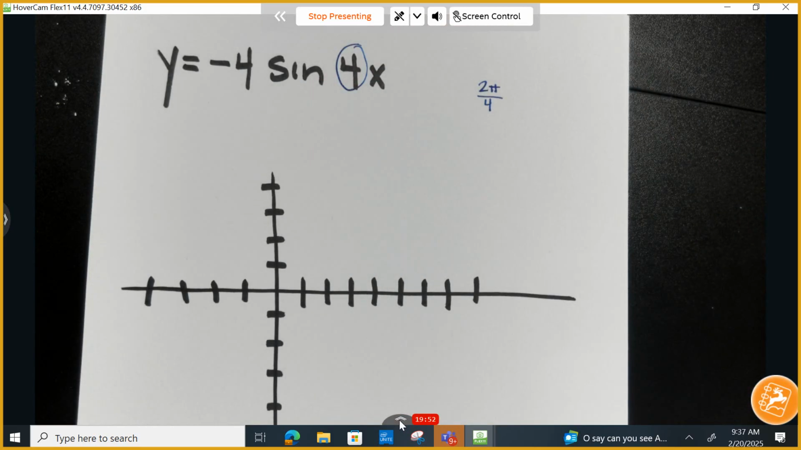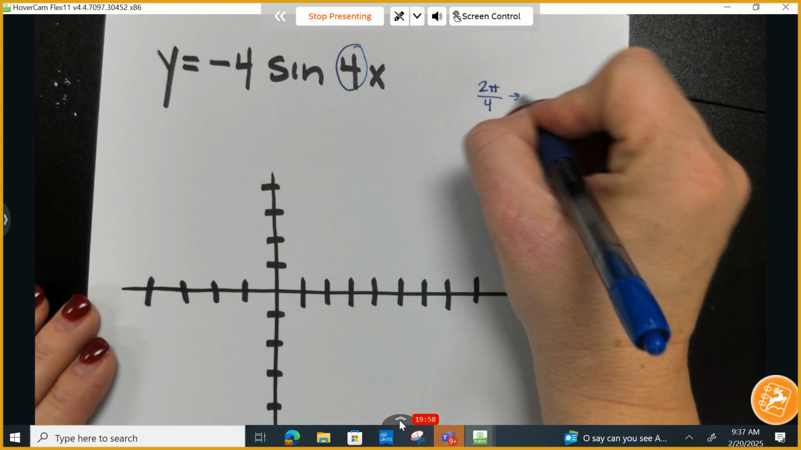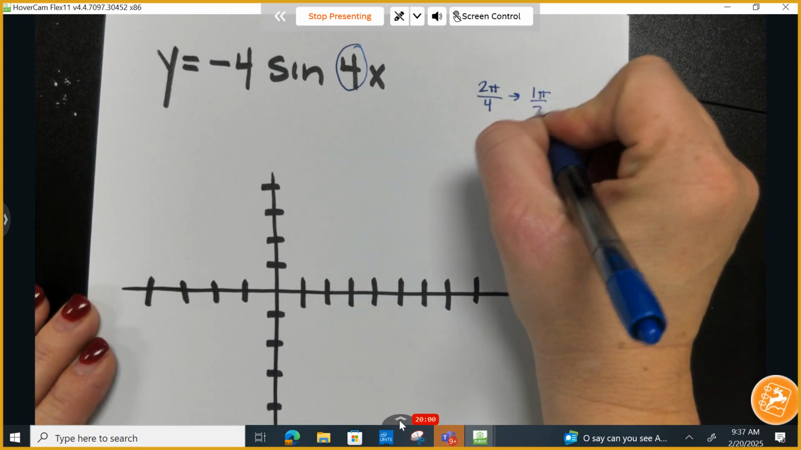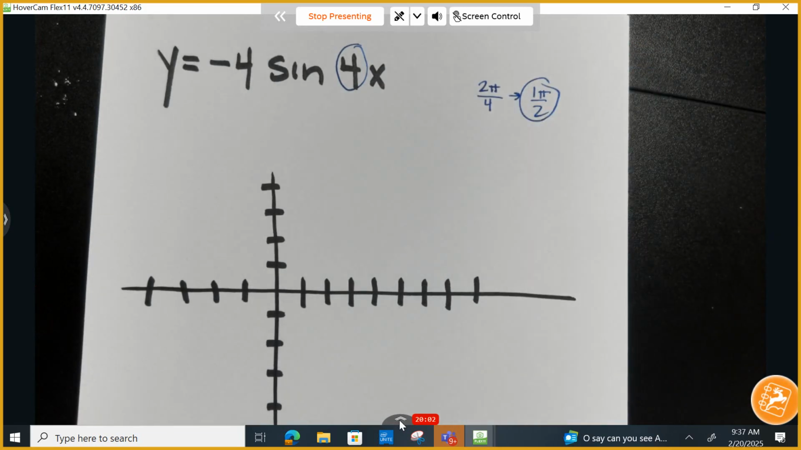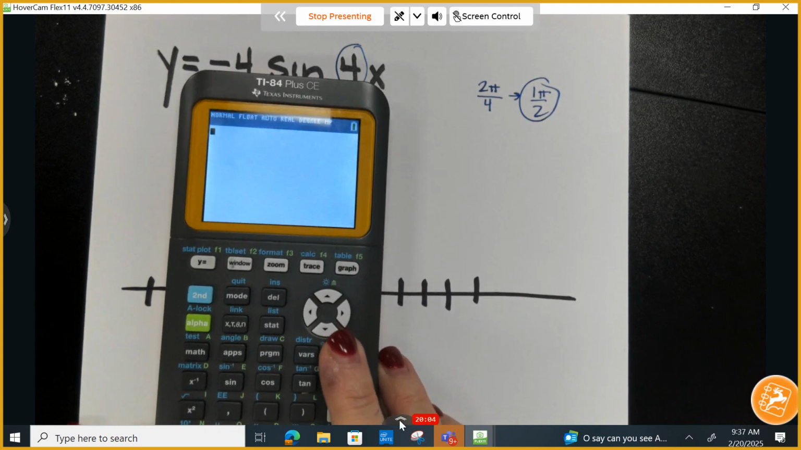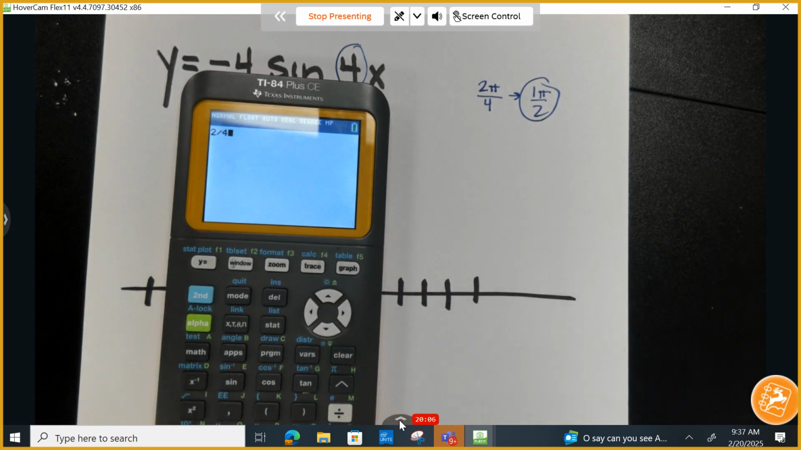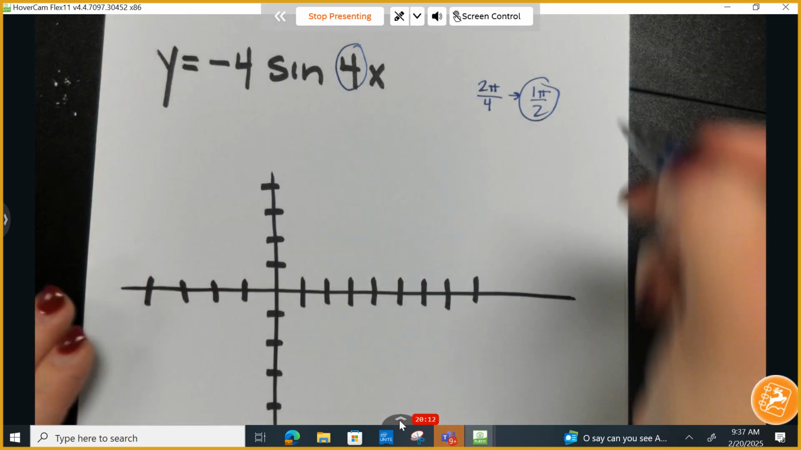So saying that the period is 2 pi over 4 is not wrong. But if you see an answer sheet, it's not going to say 2 pi over 4. It's going to be reduced to 1 pi over 2. And you're like, well, how do I do that if I can't do that in my head with ease? Again, you omit the pi, take 2 over 4, hit math fraction, enter, enter, and you can see we get the 1/2, and then attach the pi. Okay, this is my period.